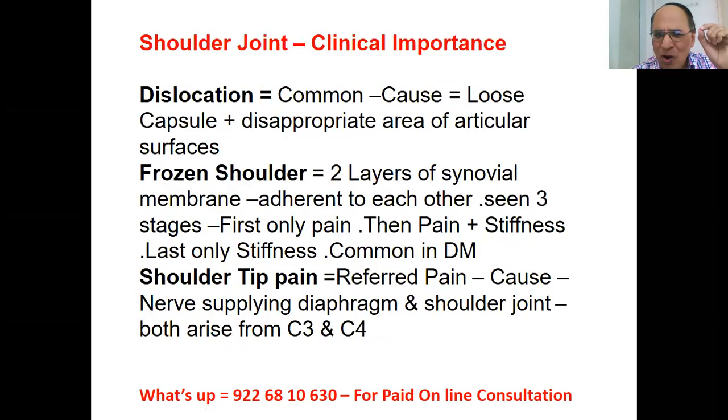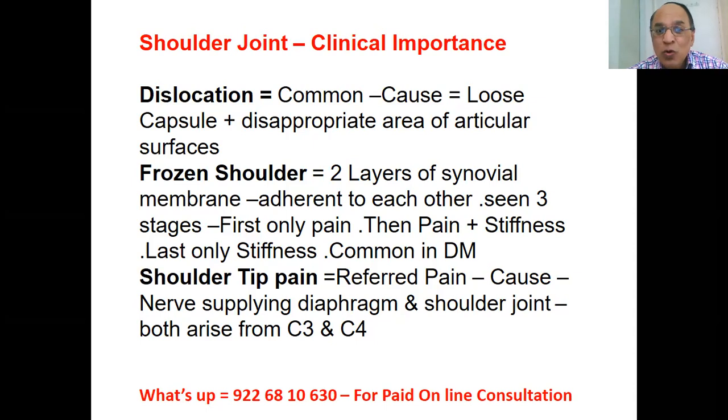Shoulder joint, clinical importance. Dislocation is common. Why? Because of the loose capsule. The capsule around the shoulder is very, very loose. Also the disproportionate area of the articular surfaces. These are the two reasons for dislocation. So don't lift the child by taking the hands, a small child of 3, 4, 5 years. No, no, no. Dislocation is possible. Frozen shoulder in the adult: after 30, 40 years of age, you get the lock, L-O-C-K, lock. No movement, frozen, like a freeze.